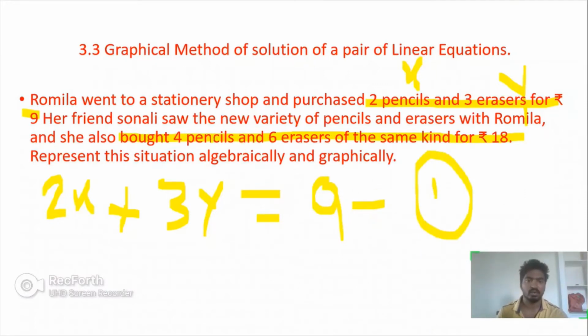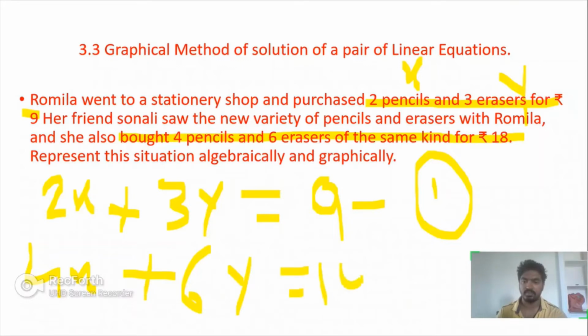And now by using the second condition, we have to frame the second equation. 4 pencils and 6 erasers, she purchased for ₹18. So 4 into the cost of each pencil, x, plus 6 into the cost of each eraser, y, equals 18. These are the 2 equations we framed by using the given information. Now we want to solve these 2 equations and plot the graph.